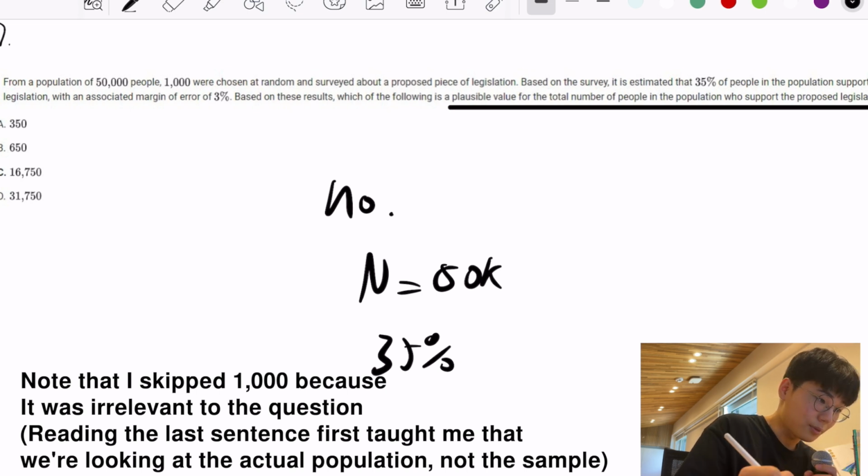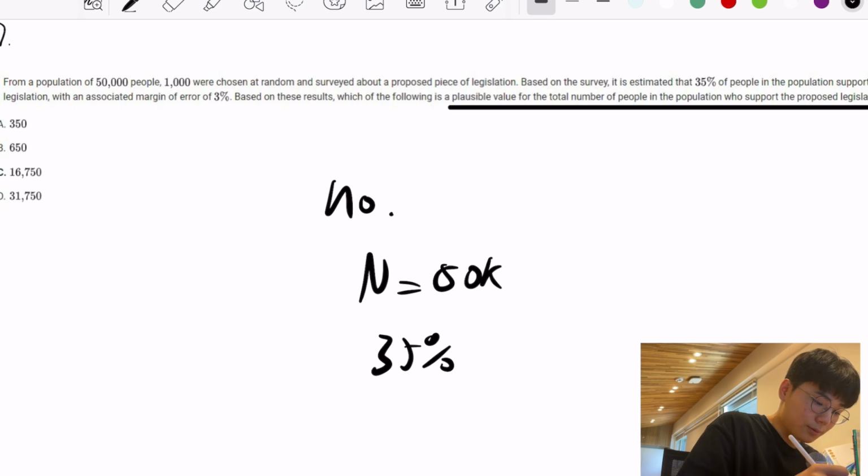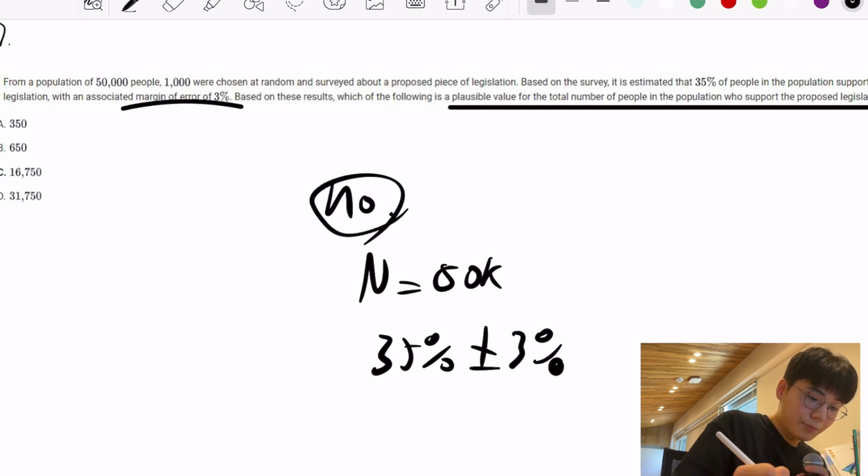Okay, we have the estimated proportion of people here. Do we have an interval? Do we have a margin of error? Yes, we do. An associated margin of error of 3%. What do we need here? The number of people in the population who support the proposed legislation based on the estimate of that. So the estimated value differs plus or minus 3%, which is not a lot, so for these kinds of problems we can just get this value, 35% of the population, and then look at the closest value. If that's not in the interval, then what can be?